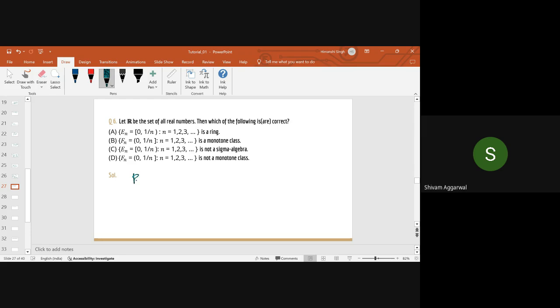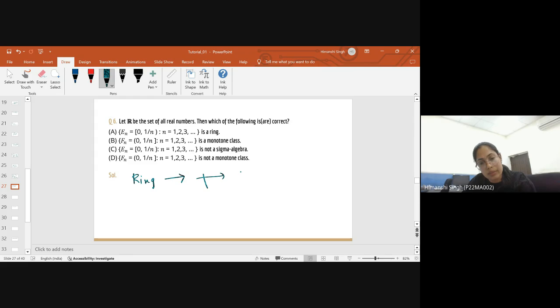A union B belongs to the ring and A minus B belongs to the ring. So for a ring, two conditions were that A minus B should be in R, and A union B should be in R if A and B are in R. So the difference should be in R, and the union. So first we will focus on the ring.